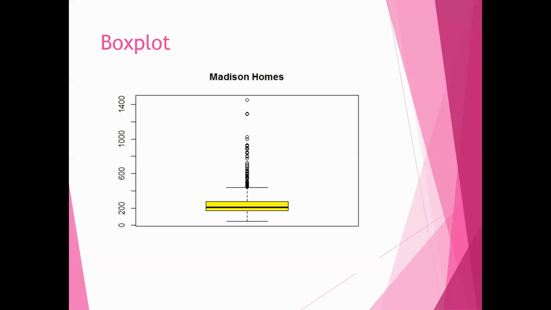Oh, here's a box plot for the Madison home prices. Notice there are lots of outliers, which shouldn't be surprising because there are some really high prices, and these are thousands of dollars. So this is $600,000 and $1 million.